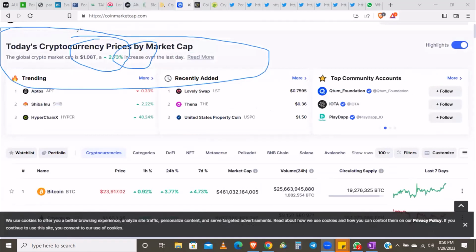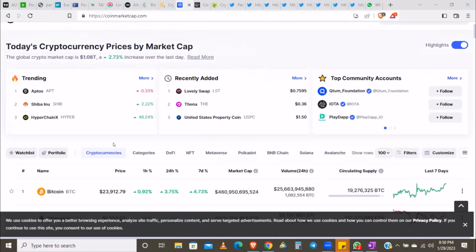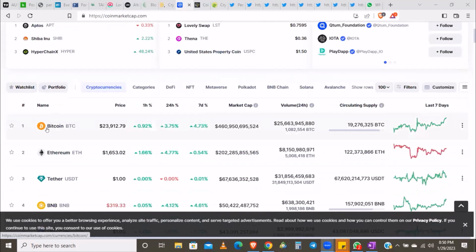Now let's go around Bitcoin. If you come here, you want to find out about Bitcoin, its use case, and why you should be buying and storing Bitcoin. Now you click on Bitcoin.